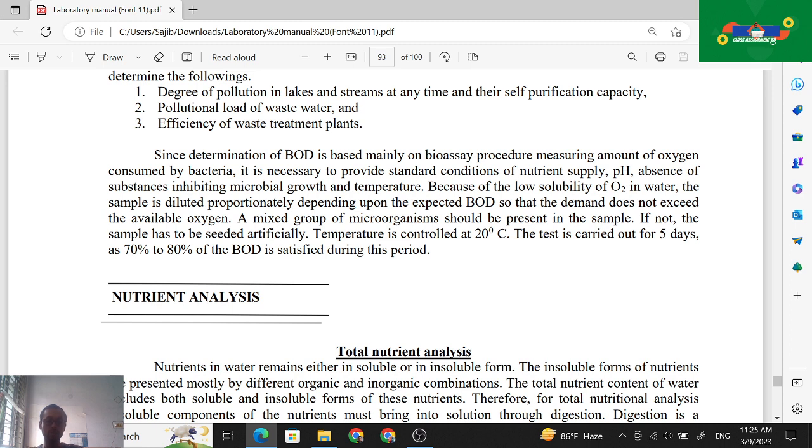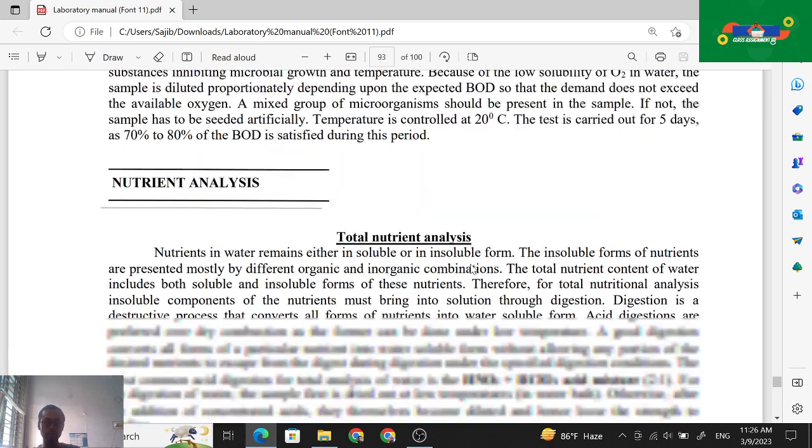Because of the low solubility of O2 in water, the sample is diluted proportionally depending upon the expected BOD, so that the demand does not exceed the available oxygen. A mixed group of microorganisms should be present in the sample. If not, the sample has to be seeded artificially, the temperature is controlled at 20 degrees Celsius, and the test is carried out for 5 days, during which 70% to 80% of the BOD is satisfied.